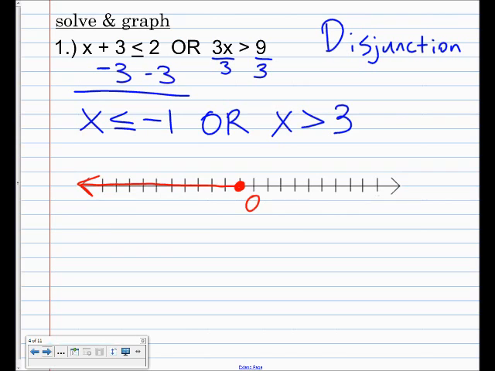All right. It goes on forever. So I show that arrow. Now the other number is at 3. What type of circle at 3? Open. It does not have the or equal to. So I go 1, 2, 3 in an open circle. All right. And which way do I go for greater than that? To the right.